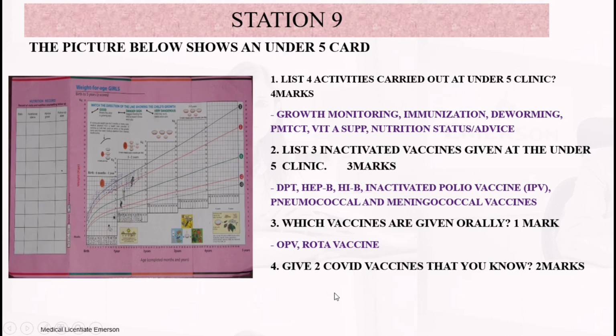Then give two COVID vaccines that you know. So there's J&J, which is again, like I said, initials, Johnson and Johnson, AstraZeneca, and Pfizer. These are some of the COVID vaccines.